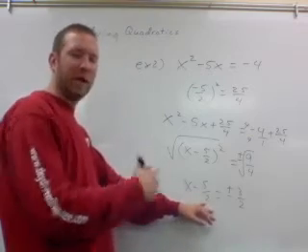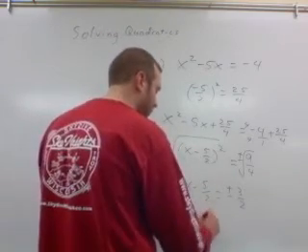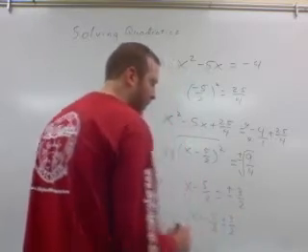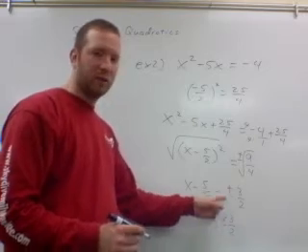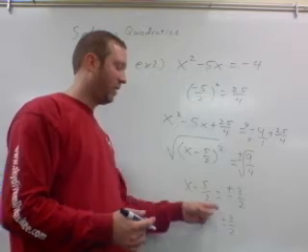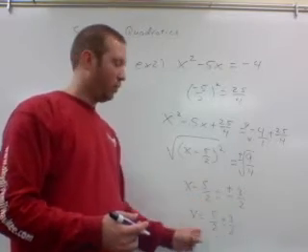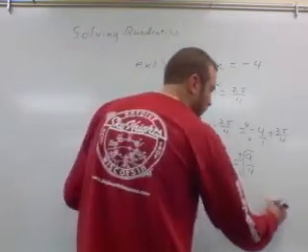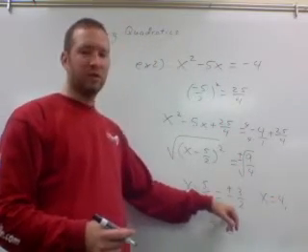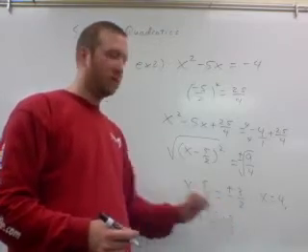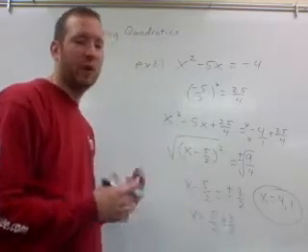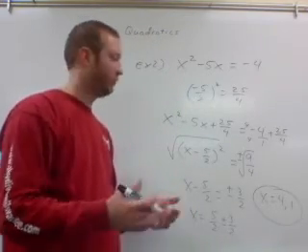And then all I want to do then is add 5 halves to the other side. And so I get 5 halves plus or minus 3 halves. Well, when I add them together, 5 halves plus 3 halves, 5 plus 3 is 8, over 2 is 4. And when I subtract them, 5 minus 3 is 2, divided by 2 is 1. And sure enough, those are the exact same two answers I got when I factored it.